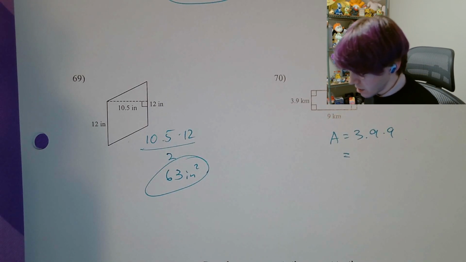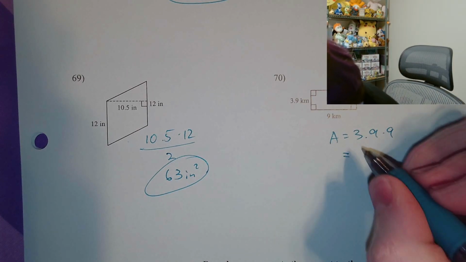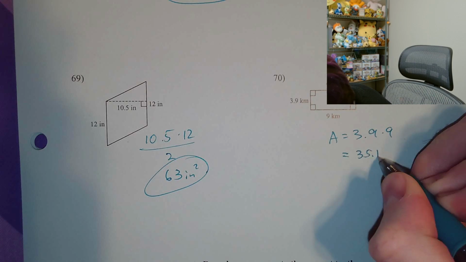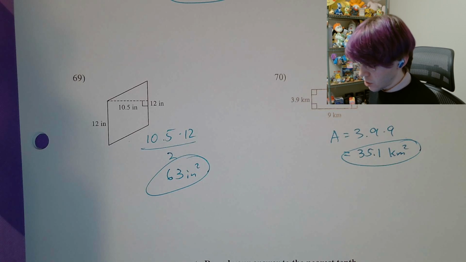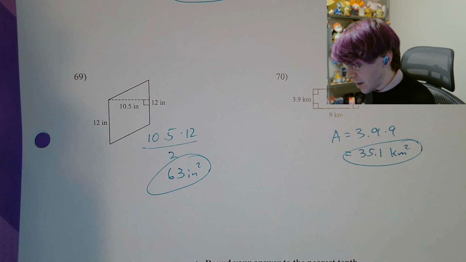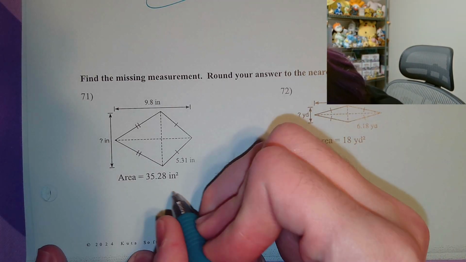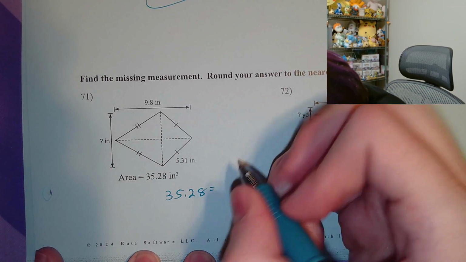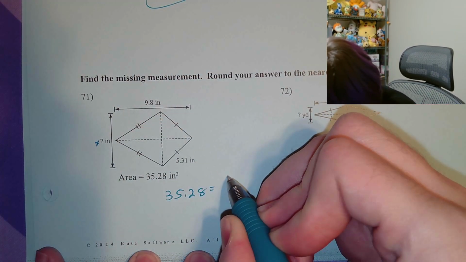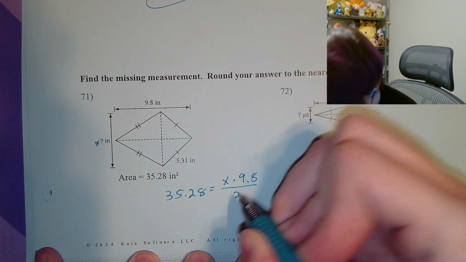All right, 39, 3.9 times 9. Super duper close. We have 35.1 kilometers squared. We're almost done, but now we're doing the same thing, but backwards. So on question 71, you're told that the area is 35.28. So 35.28 is going to be equal to the question mark. I'm going to go ahead and use the letter X instead of a question mark. X multiplied by 9.8, all that divided by 2.